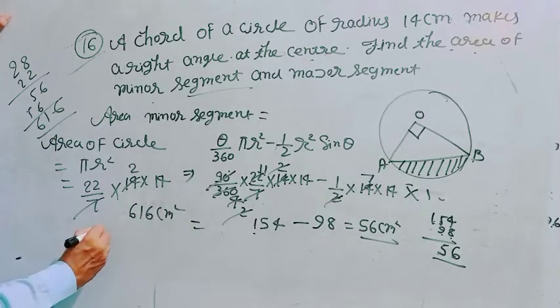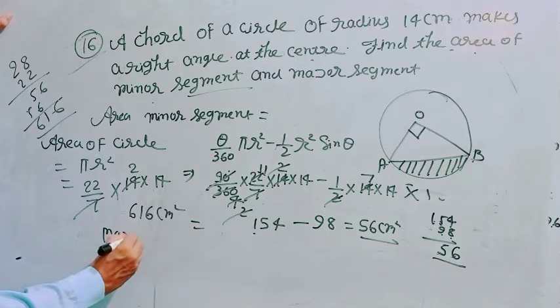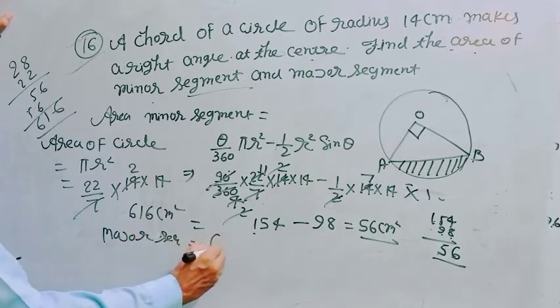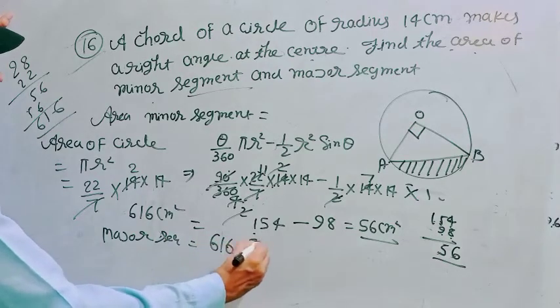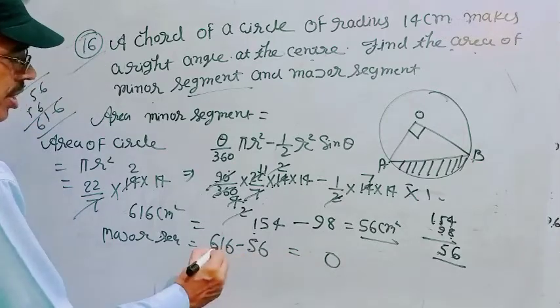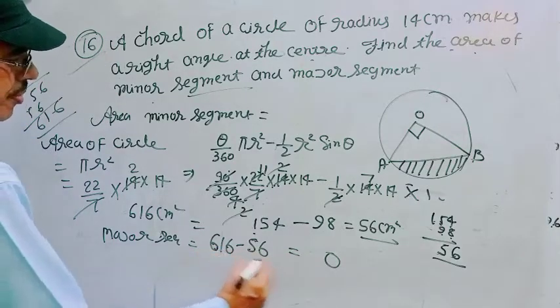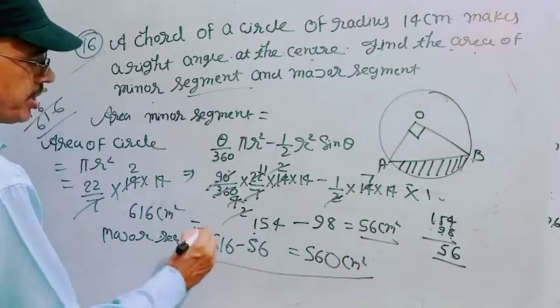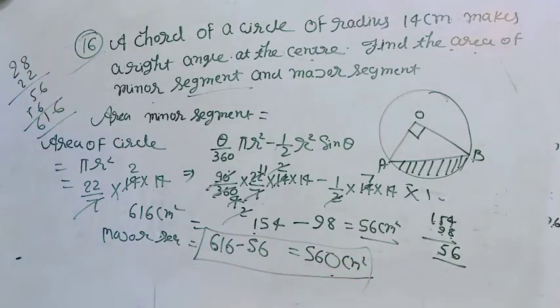So what is the major segment? The major segment is equal to 616 minus 56, that is 560 cm square. It is the major segment, the area of the major segment.